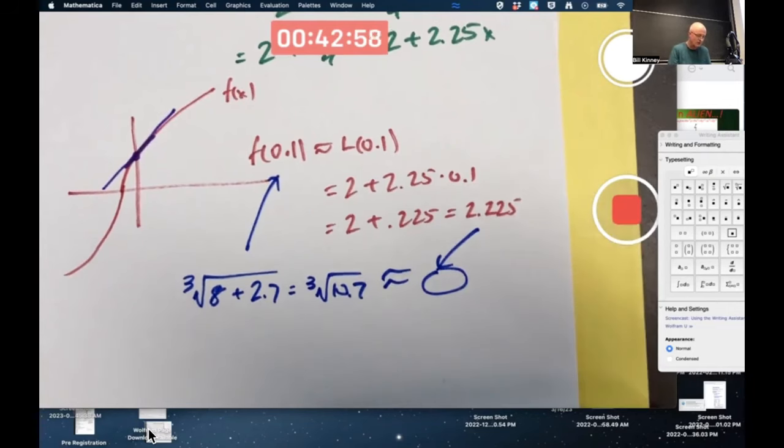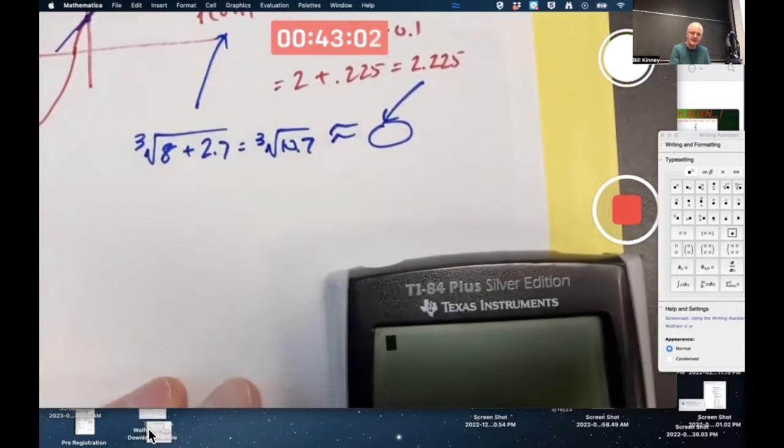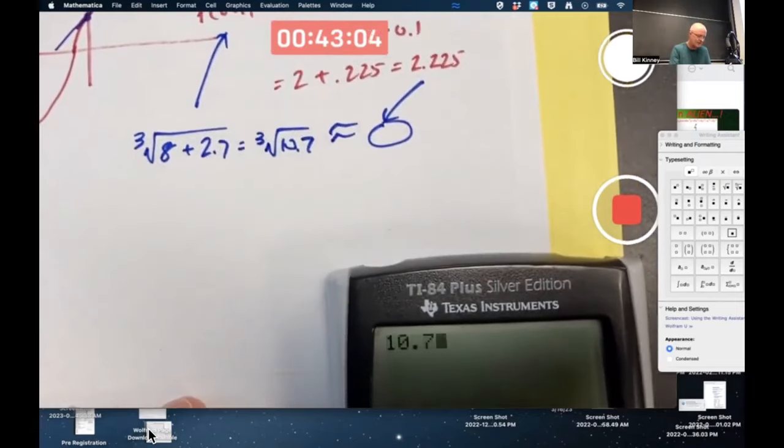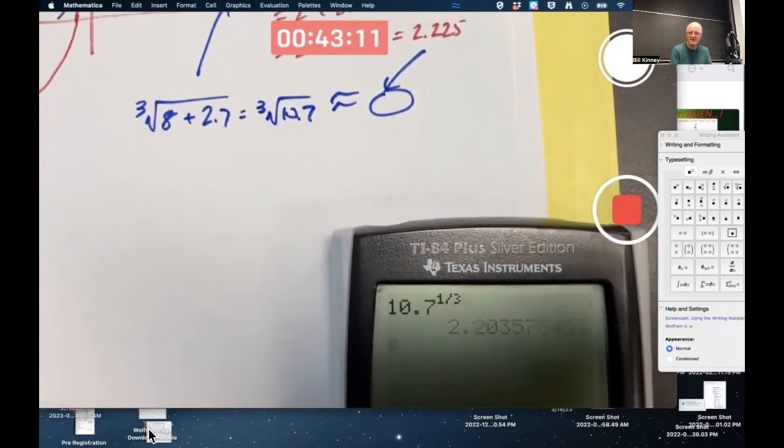I'll try it with a cube root. We're just using a 1/3 power here. 10.7 to the 1/3 power is hopefully not too far away from 2.225. Yeah, not terribly far away.